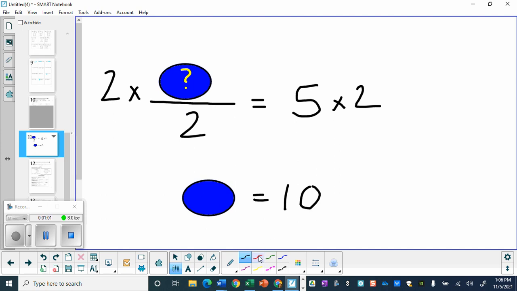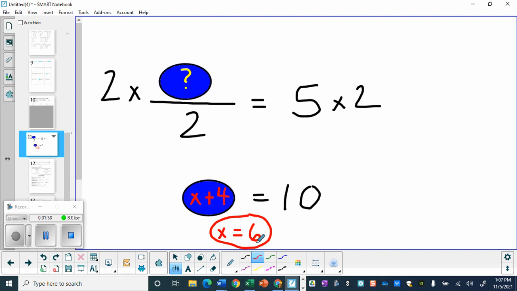Now this blue circle, I'm going to take it one step further and say, if I want the blue circle to be 10, what number plus 4 would give me 10? Now you guys know that 6 plus 4 gives me 10. So if I were to break it down like this and say the blue circle divided by 2 should be 5, that means the blue circle is 10. But if I took it one step further and said I want to know what plus 4 would give me 10, you would tell me that the answer is 6.